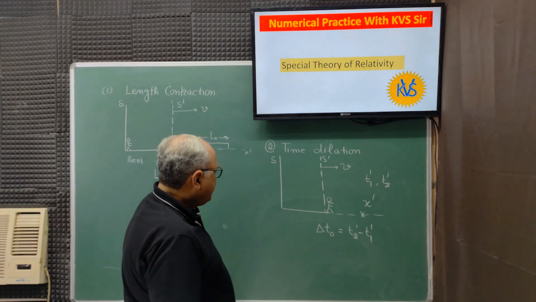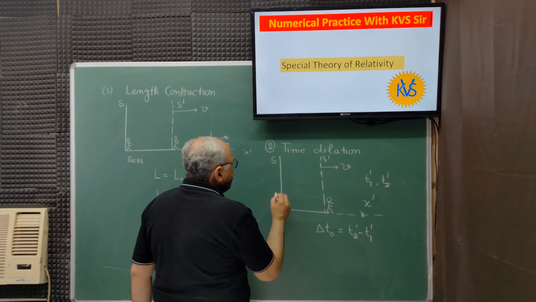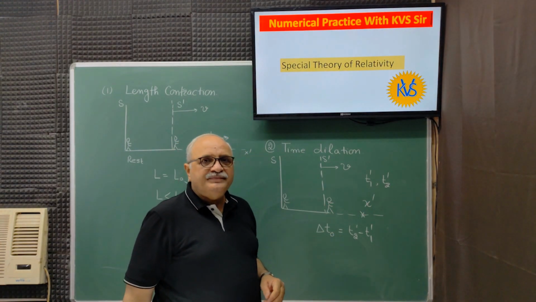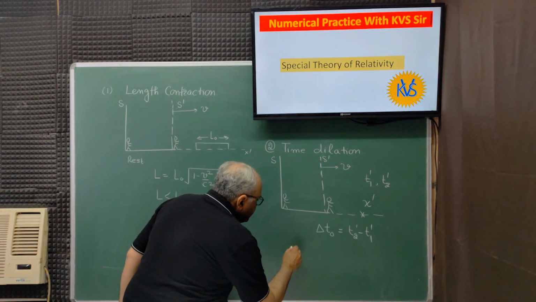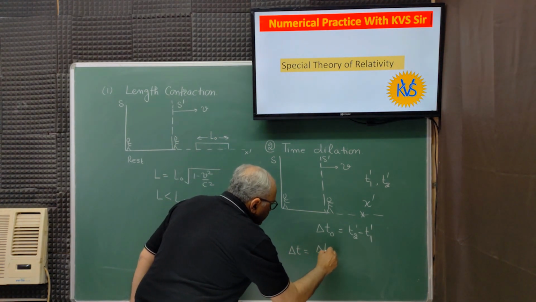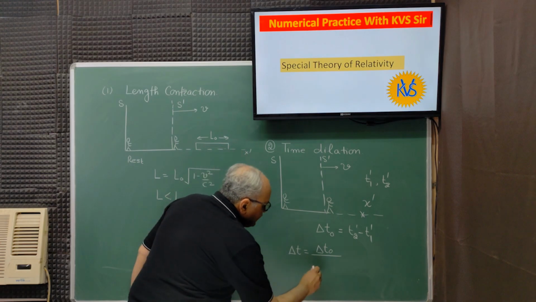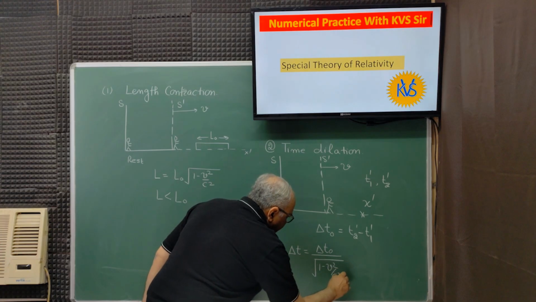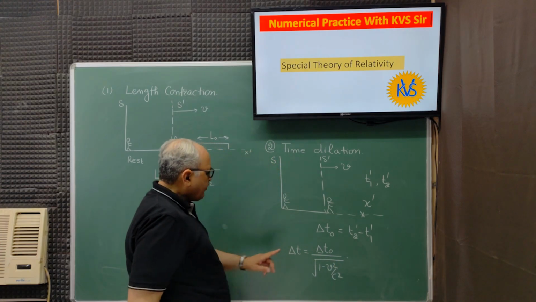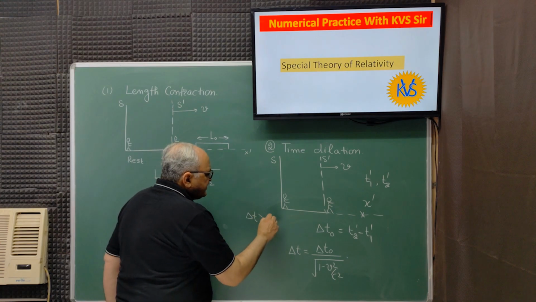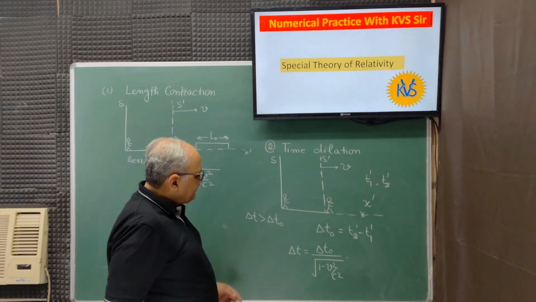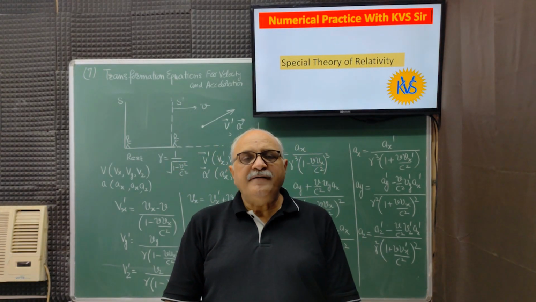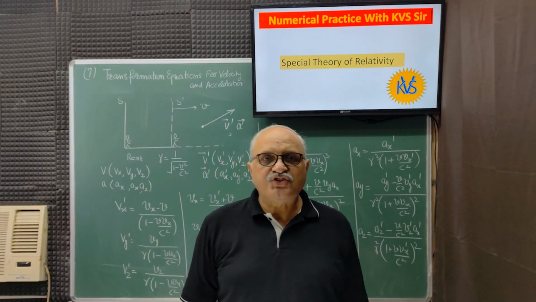But once again, if the observer of the frame S is observing the two events, for him the time is equal to the original time divided by under root of 1 minus v square by c square. So we can see from here, since delta t is greater than that of original time interval, we call it a time dilation. Now let's take the transformation for the velocity and acceleration.